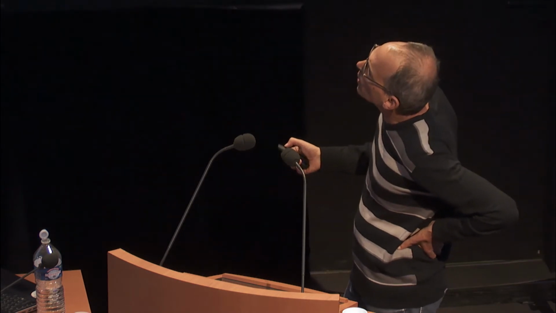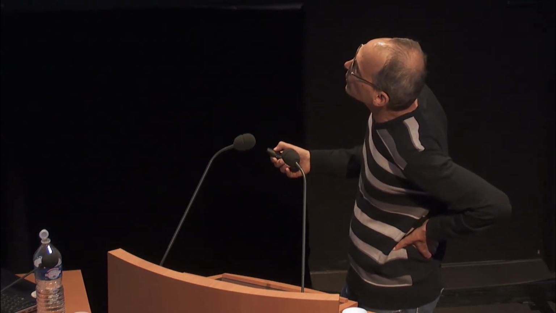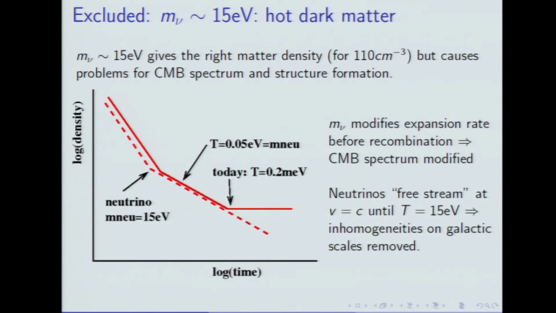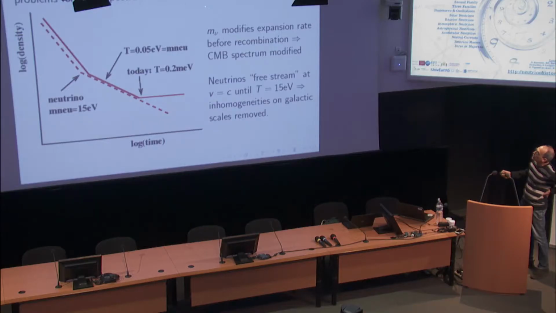I wanted to say something about hot dark matter. This is a 15 electron volt hot dark matter. This has been eliminated for a long time. When the mass of the neutrino is 15 electron volts, it gives the right matter density for today, but it causes problems for the cosmic microwave background spectrum because it modifies the expansion rate before recombination. So the CMB spectrum is strongly modified. Also, it destroys all structure below galactic scale. So there would basically be no galaxies if this were the dark matter.